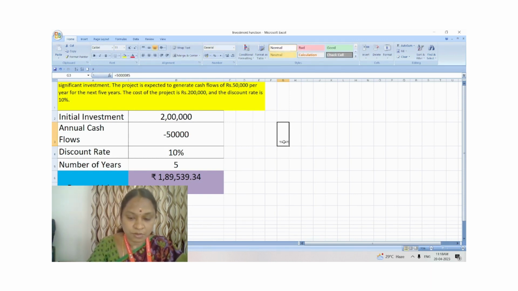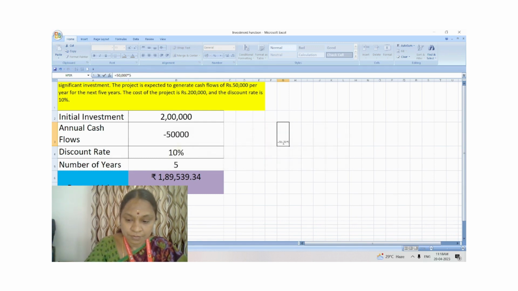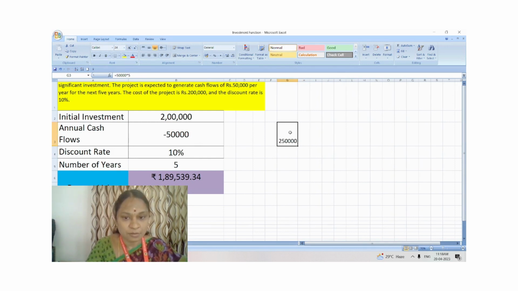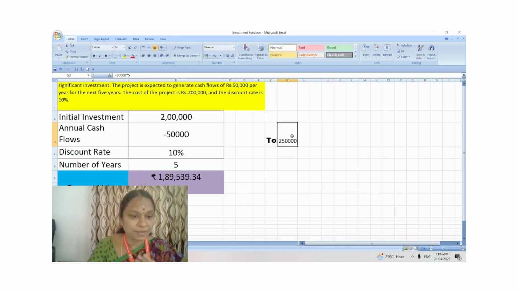The value generated is 50,000 for 5 years, equal to 2,50,000. This is the actual value. Totally we will get a total cash flow of this particular project of 2,50,000. But when we are discounting the money value at 10 percent, converting future cash flows into today's value, the value is only 1,89,539 rupees. So this is the formula where we have to use this.